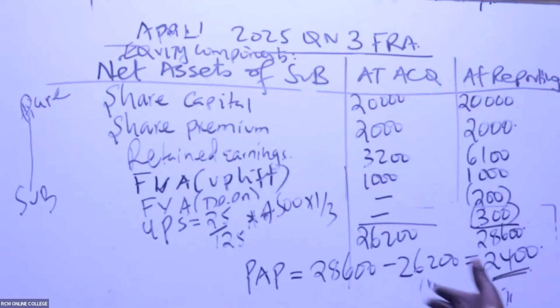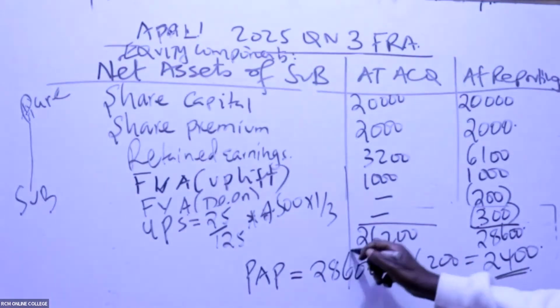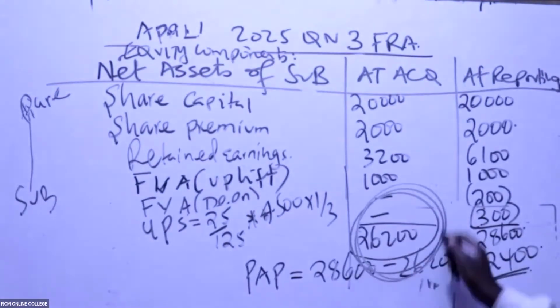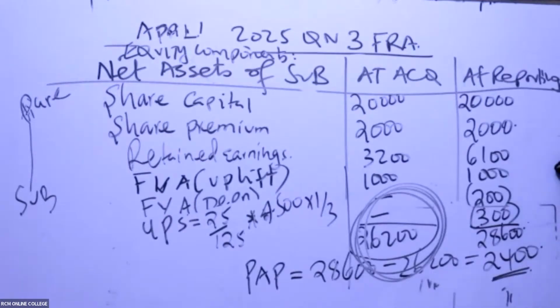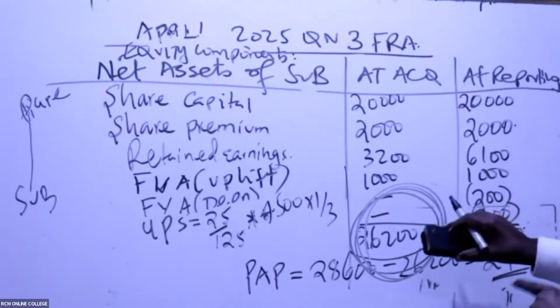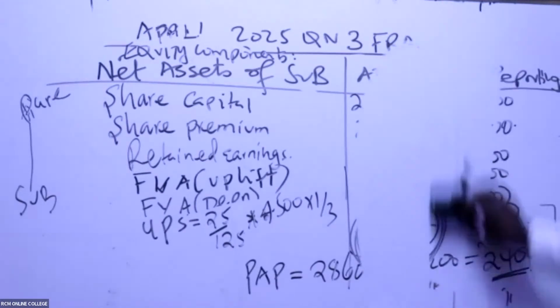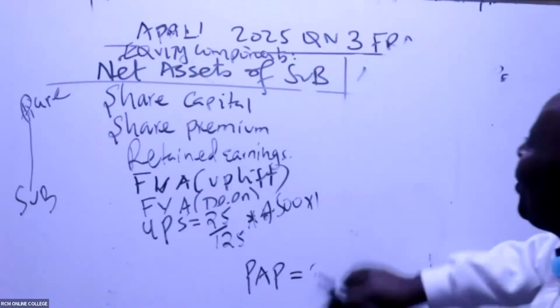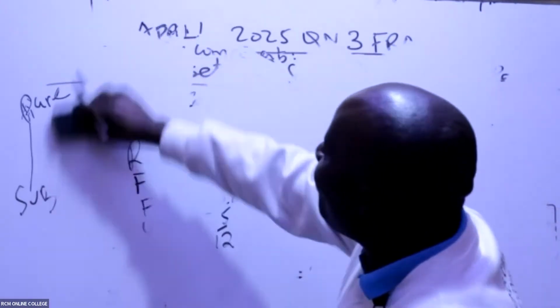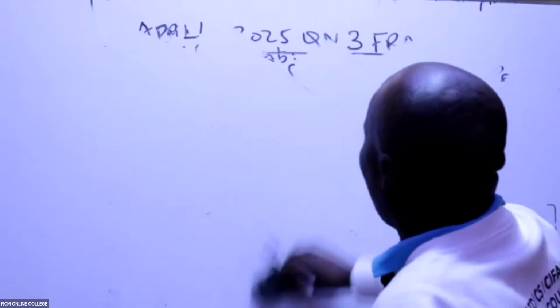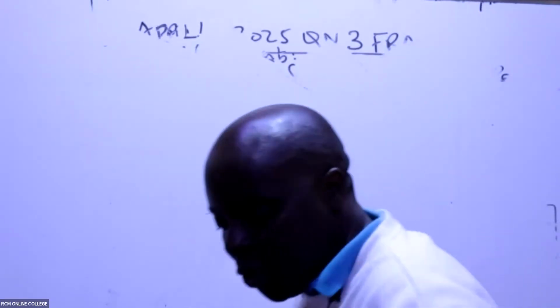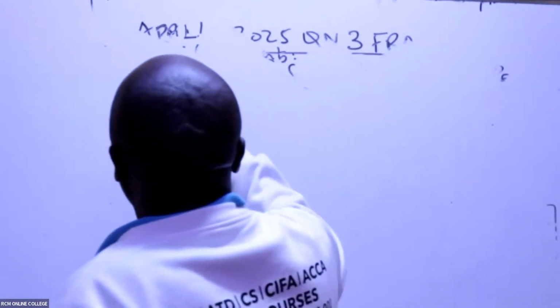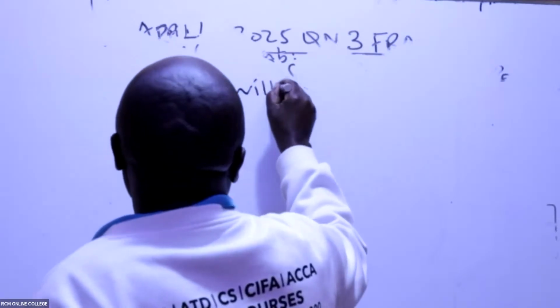Now, once you get this post-acquisition profit, you leave it there. But please take note of this: the net assets at what year? At acquisition. The net assets at acquisition, I know this will be used in my next working. My next working is goodwill. What this examiner has told me to calculate in part A of this question is goodwill. How do I get goodwill?